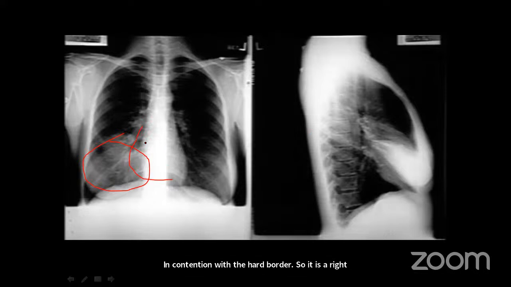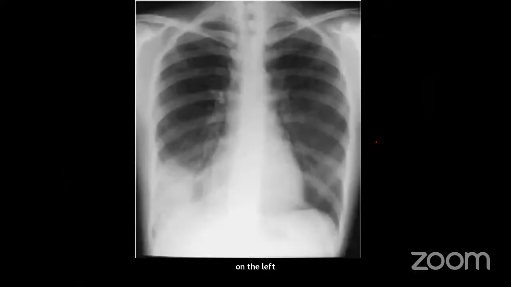Had there been a right heart border seen properly with this lesion, it would have been a lower lobe pneumonia. You can see very well on the left lateral X-ray that this is the right middle lobe pneumonia. Then you can see that there is a lesion here. So is this a consolidation or is this a pleural effusion? It could be a consolidation with a pleural effusion.